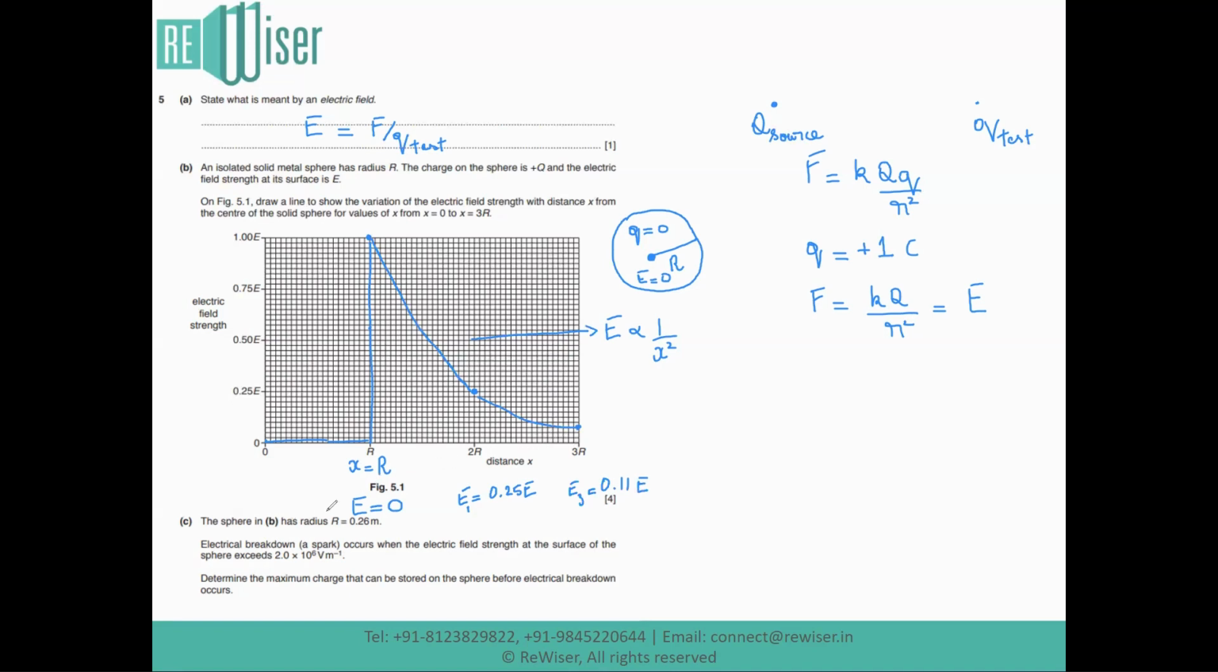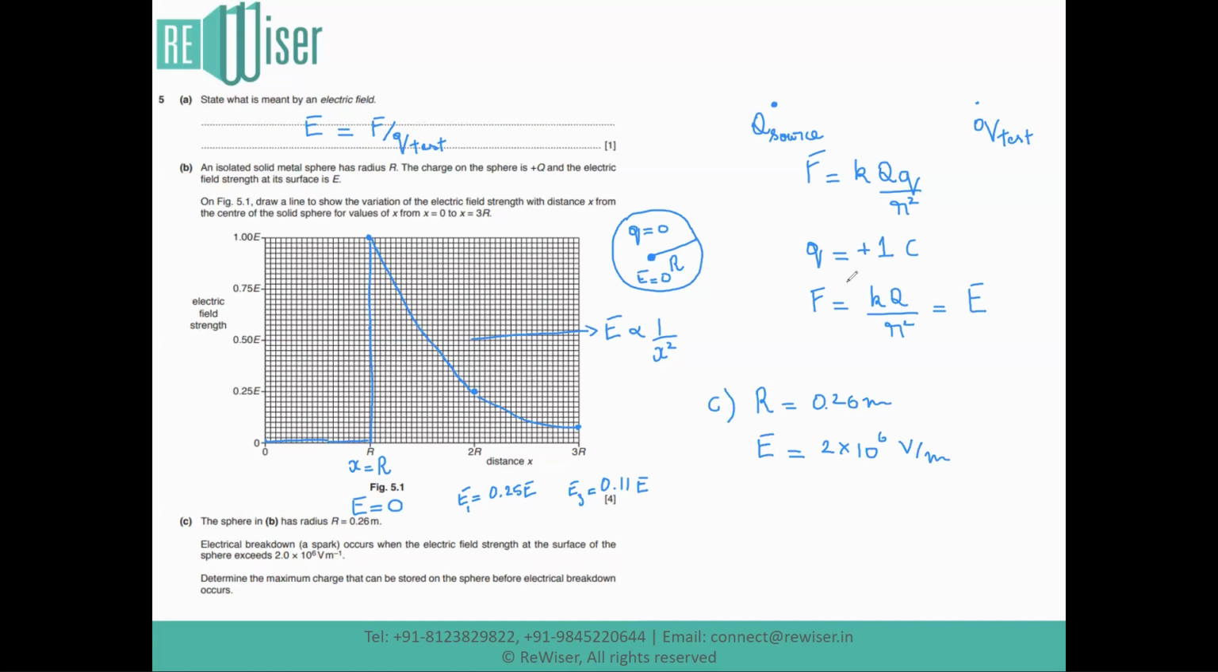The sphere in B has a radius R equals 0.26 meters. So the last part, part C, we have R equal to 0.26 meters. The maximum electric breakdown occurs when the electric field strength at the surface exceeds a maximum value of 2 into 10 to the power of 6 volt per meter. Determine the maximum charge that can be stored on the sphere before electrical breakdown occurs.